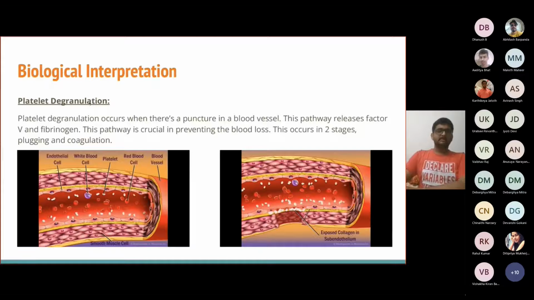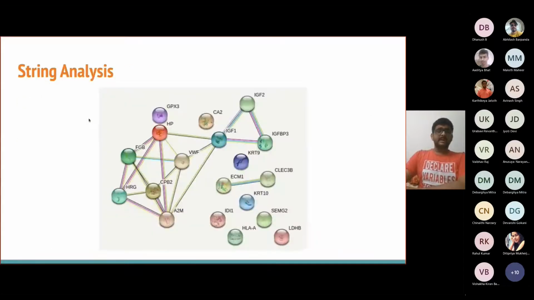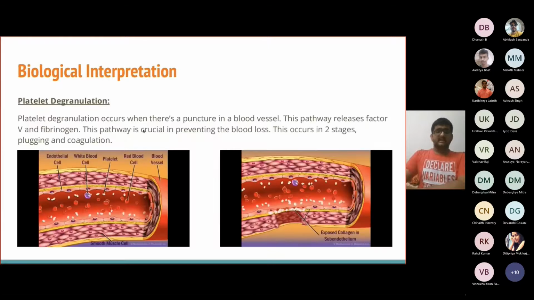Biological interpretation. Here I am going to do biological interpretation for platelet degranulation. Platelet degranulation occurs when there is a puncture in a blood vessel. This pathway releases factor V and fibrinogen. This pathway is crucial in preventing blood loss. This occurs in 2 stages, plugging and coagulation.